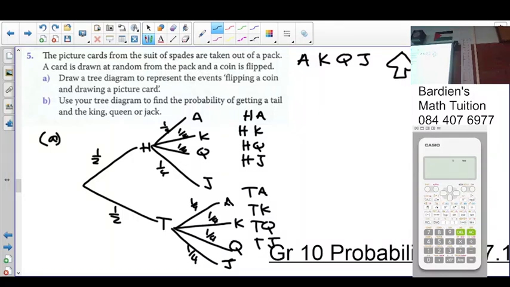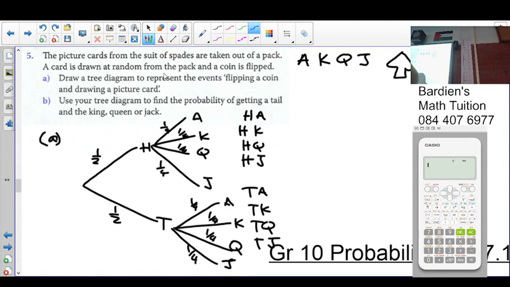Alright. Okay. So there's A sorted. B says use your tree diagram to find the probability of getting a tail and a king, queen, or jack.